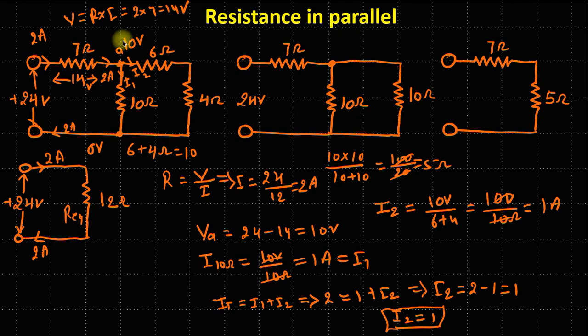Now we can calculate the voltage across the 6 ohm resistance and the 4 ohm resistance, because we know the value of the current flowing through this and this. Voltage across the 6 ohm resistance will be I into R, 6 into 1, equal to 6 volt, and the voltage across the 4 ohm resistance will be 4 into 1, so 4 volt.